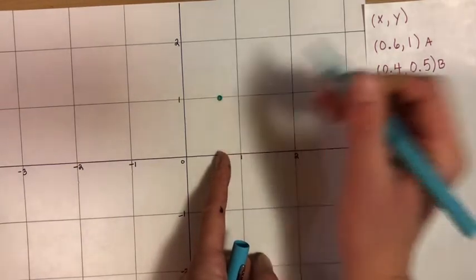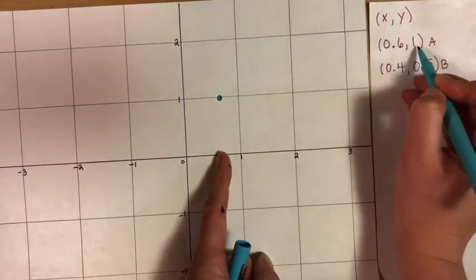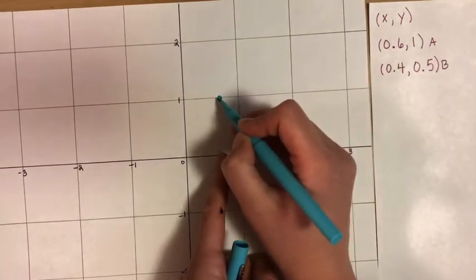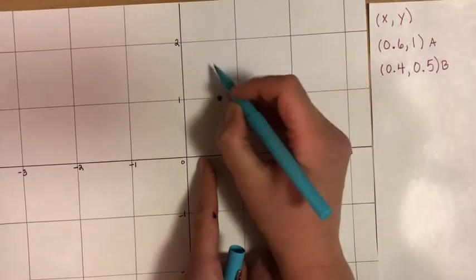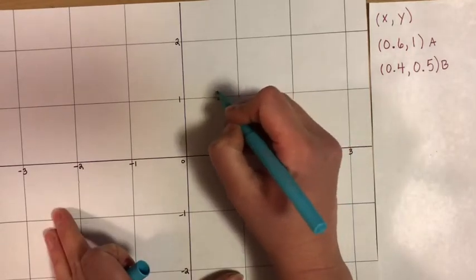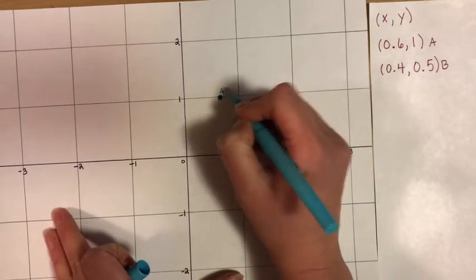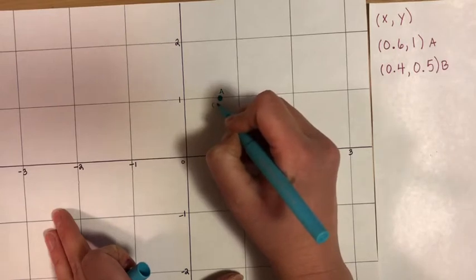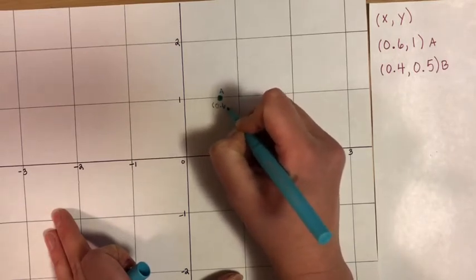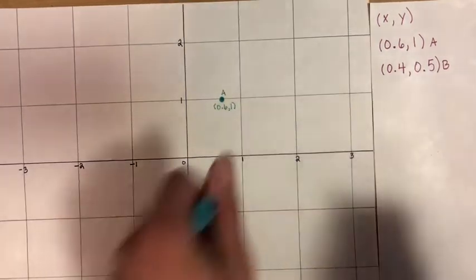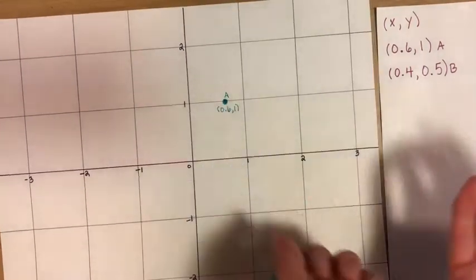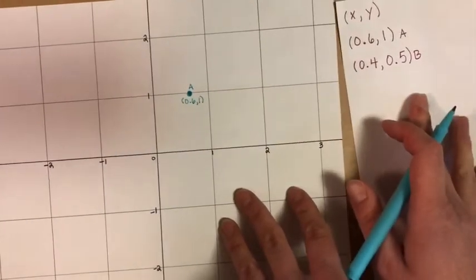So this point, 0.6 comma 1, that is actually going to be right here on this line. And I'm going to label that A. And then I'm going to put in parentheses 0.6 comma 1. Now, you don't have to write this. I just want to write it there so that you remember what it actually is.